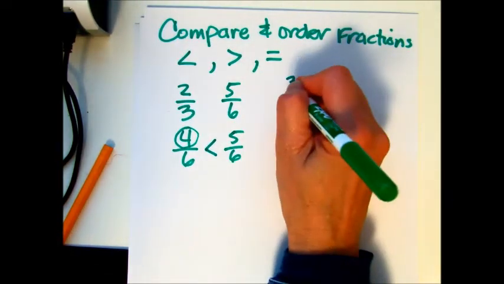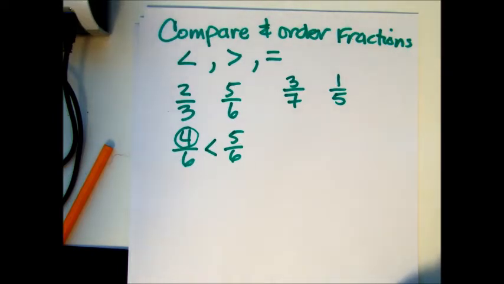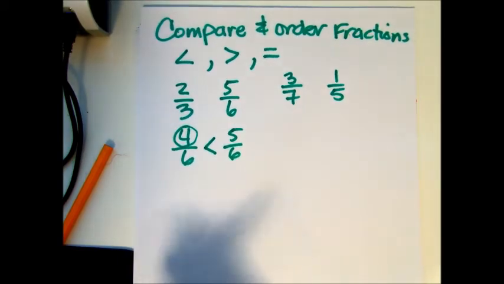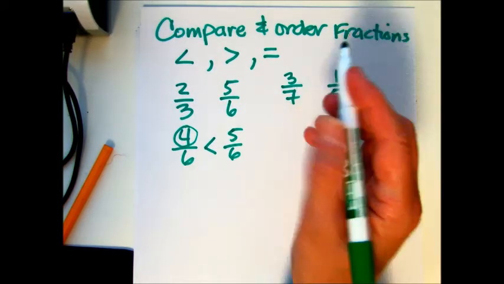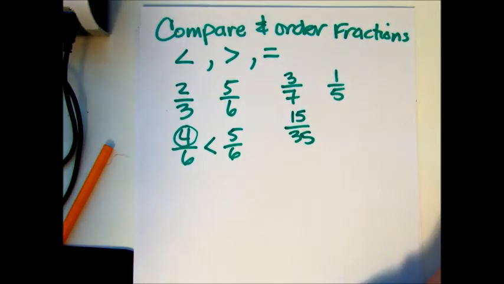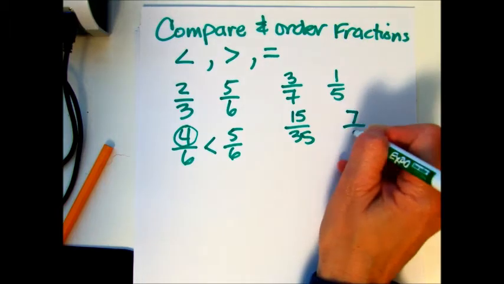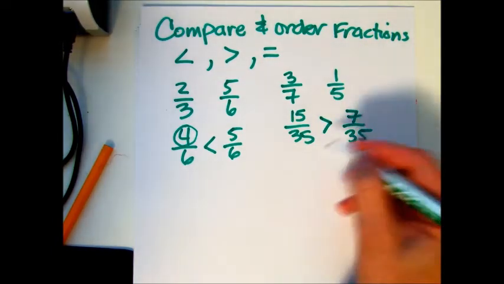Let's try another: 3/7, and we want to compare that with 1/5. Again, it might not be obvious which is larger or smaller. So we're going to find a common denominator. Now in this case, 5 and 7, 5 doesn't go into 7, but if we think of the multiples of 5 and 7, they both go into 35. So I'm going to multiply the 3 and the 7 by 5, and that's going to give me 15/35. And because 5 goes into 35 7 times, I'm going to multiply the 1 by 7. So 7/35. Clearly 15/35 is larger than 7/35, so we'll put a greater than symbol.